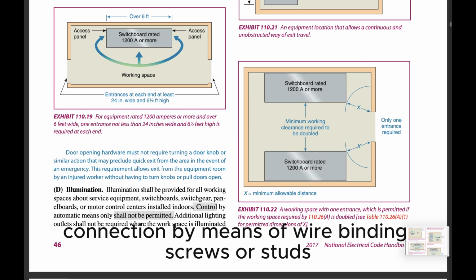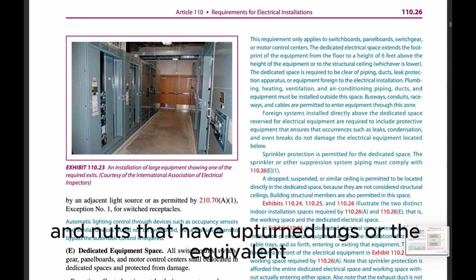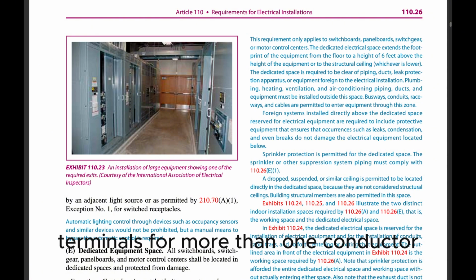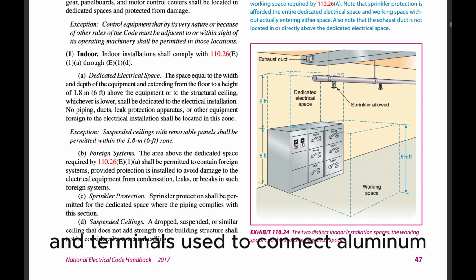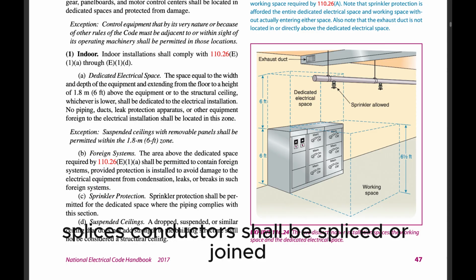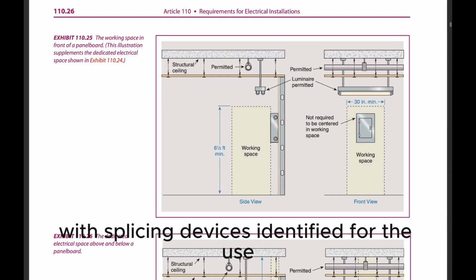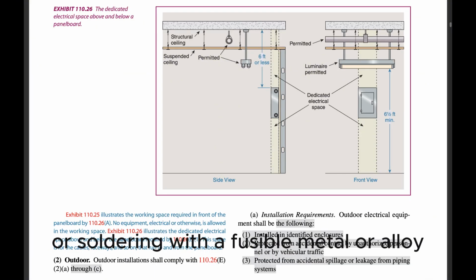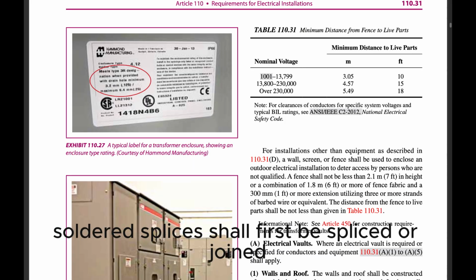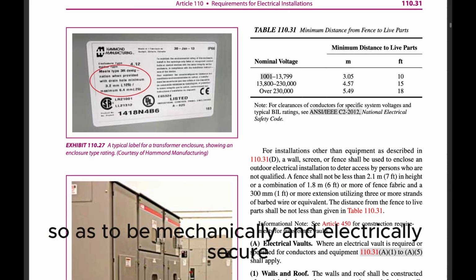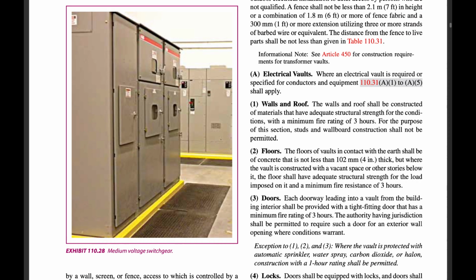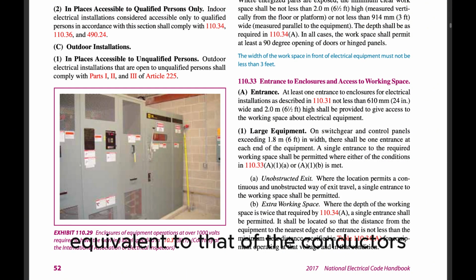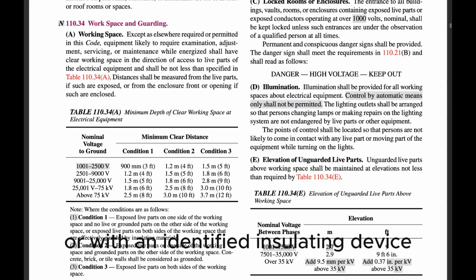Connection by means of wire binding screws or studs and nuts that have upturned lugs or the equivalent shall be permitted for 10 AWG or smaller conductors. Terminals for more than one conductor and terminals used to connect aluminum shall be so identified. Splices. Conductors shall be spliced or joined with splicing devices identified for the use or by brazing, welding, or soldering with a fusible metal or alloy. Soldered splices shall first be spliced or joined so as to be mechanically and electrically secure without solder and then be soldered. All splices and joints and the free ends of conductors shall be covered with an insulation equivalent to that of the conductors or with an identified insulating device.